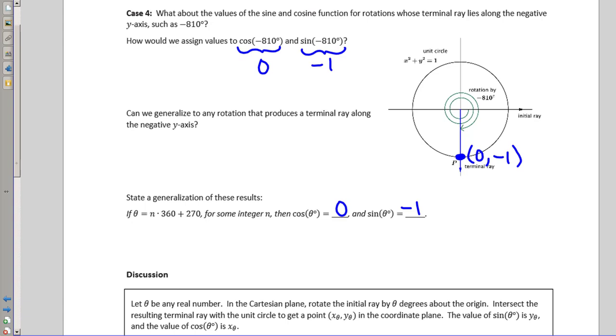Okay, so tomorrow we'll discuss the domain and range for the sine and cosine functions. Please make sure that you finish exercises that were assigned in class today. So that was exercises 6 through 10.